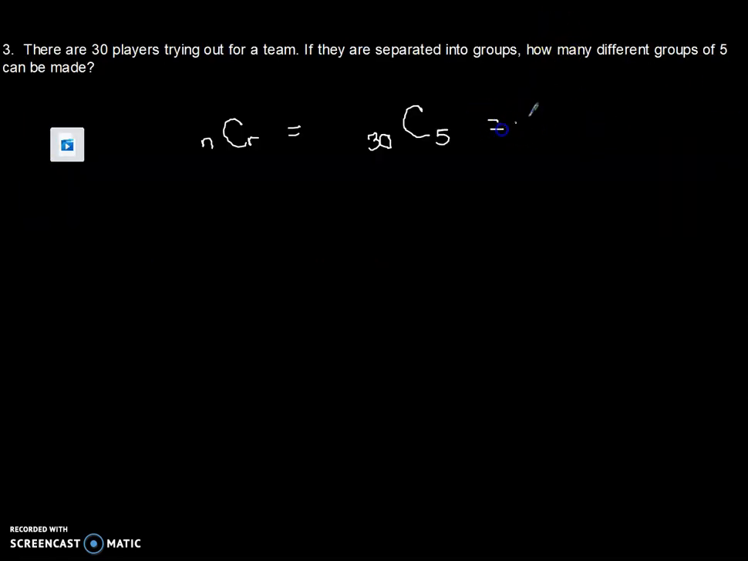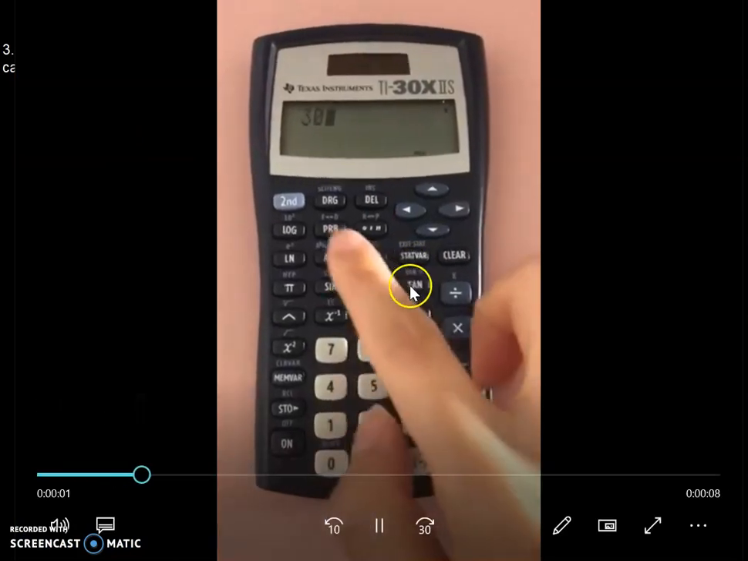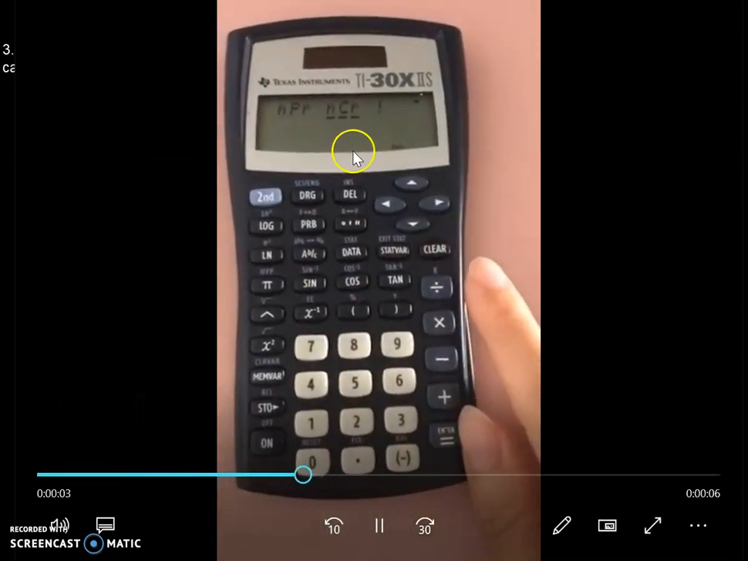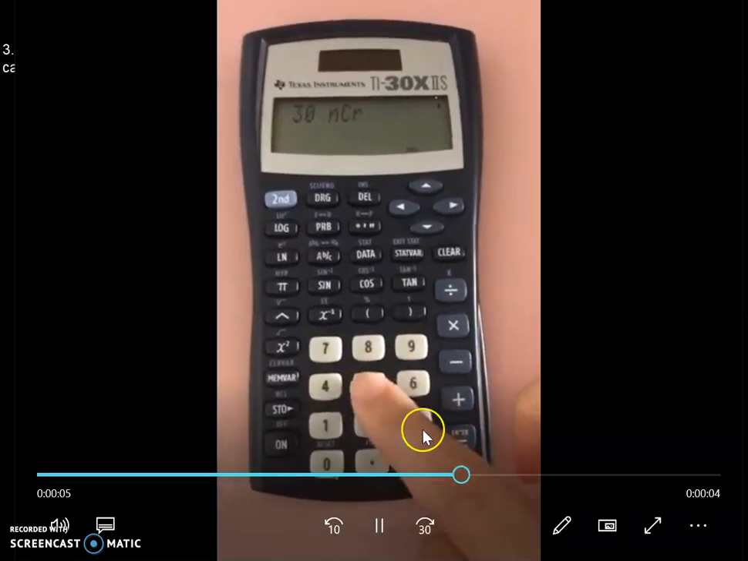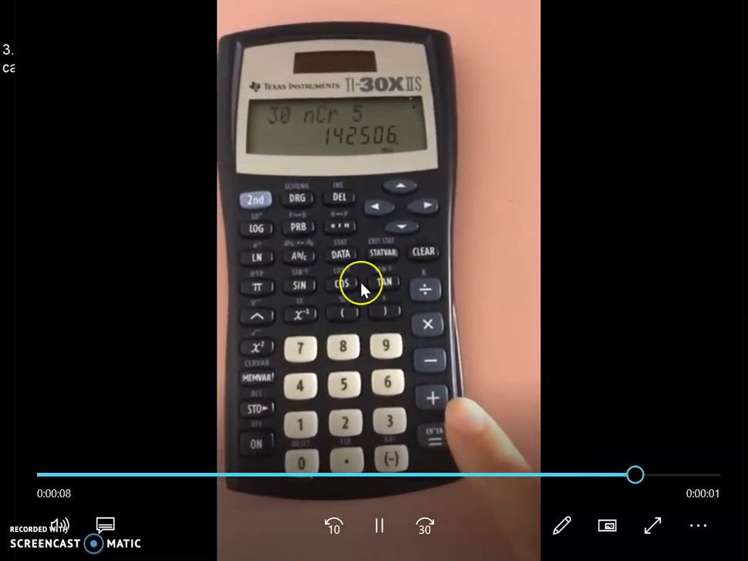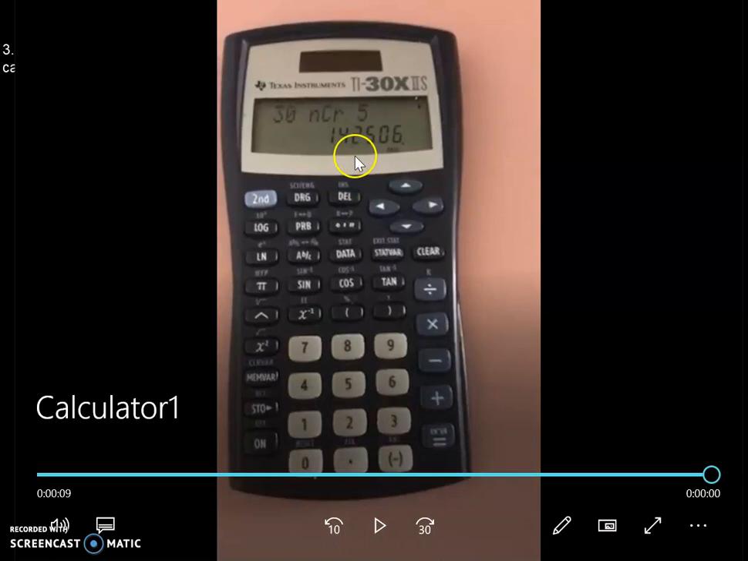which would just be 30 factorial over 5 factorial times the factorial of 30 minus 5. But that's a lot of work, because 30 factorial means you're multiplying 30 times 29 times 28 all the way to 1. So rather than actually do that, we have a little video here. Make sure you have your scientific calculator out. So we're going to take 30, PRB, go to nCr, equals, and then press 5 and equals. And that should give you 142,506.